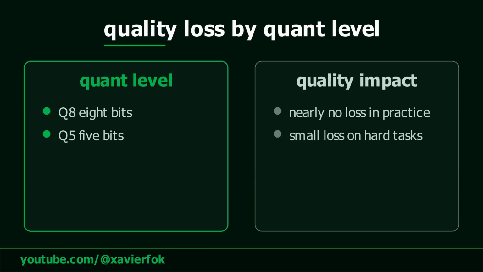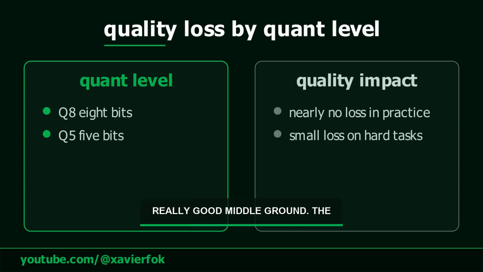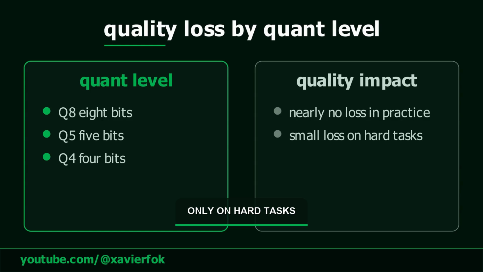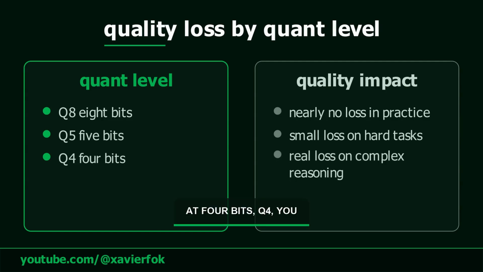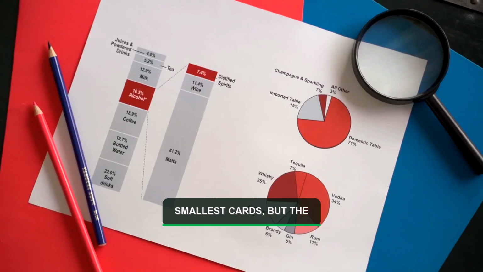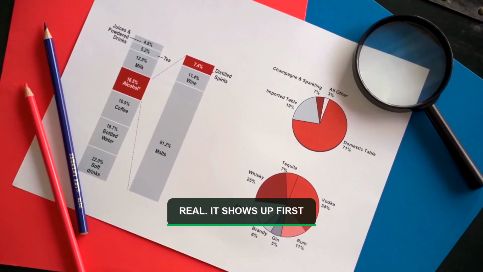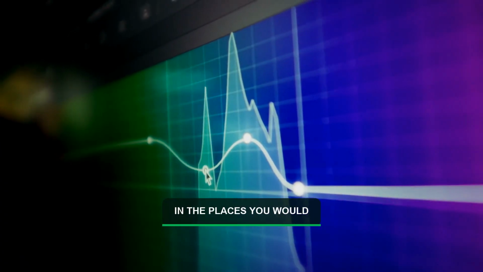At 5 bits, Q5, you are in a really good middle ground. The loss is small, noticeable only on hard tasks if you go looking for it, and you save a meaningful chunk of memory. At 4 bits, Q4, you save the most memory. The model fits on the smallest cards, but the quality loss starts to become real. It shows up first in the places you would expect.